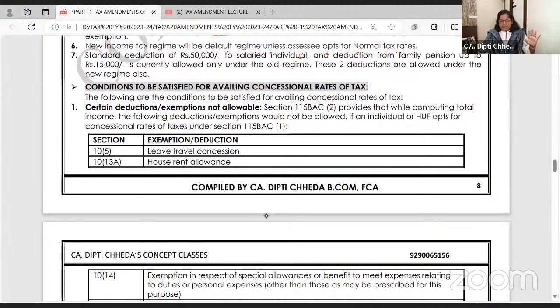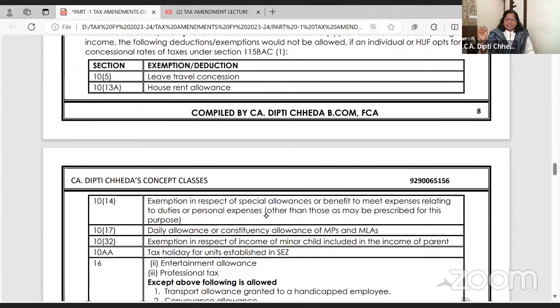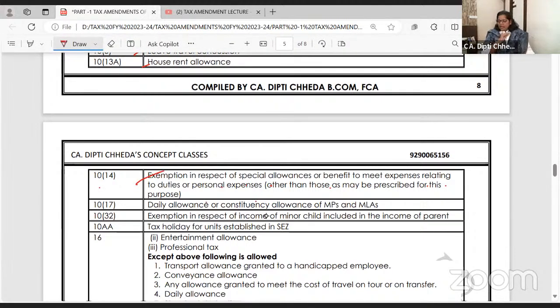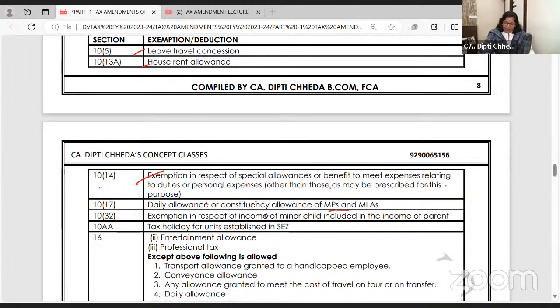Now, if you go for 115BAC, you cannot avail certain exemptions and deductions. What are they? Leave travel concession, 2 travels in the 4 years, not allowed. House rent allowance, rent paid minus 10% salary, not allowed. Exemption in respect of special allowances to meet expenses relating to duty, 10-14 mein some exemptions are allowed, no. Daily allowance for MPs and MLAs, no exemption. Exemption for minor: if the income is clubbed with the parents, for every minor child the parent can claim an exemption of 1500 per child if he is paying tax as per normal tax regime. If you are going for default, nahi milega.